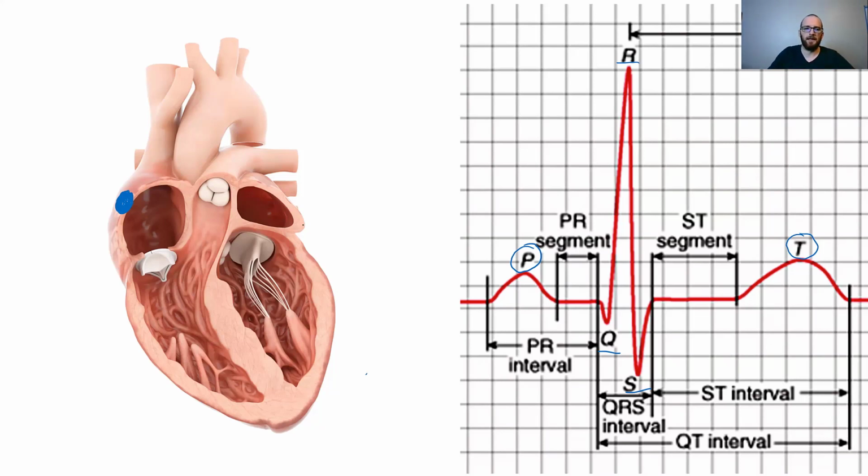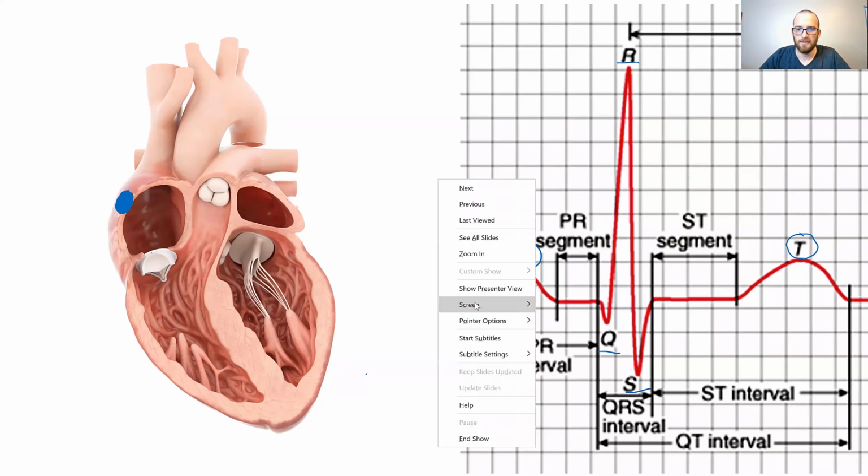What happens is when the SA node fires or depolarizes, that's right here. The SA node fires, and it's the start of that little P wave, the start of that little bump beforehand.